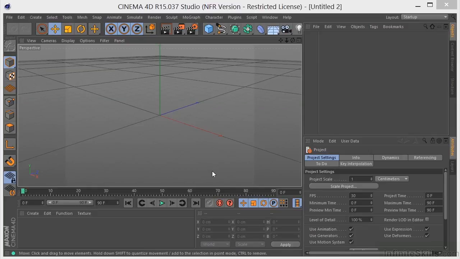Okay, so now we're going to talk about coordinate systems here in Cinema 4D. This can be a little bit dry, but this is something that you really need to understand. It's very important when you're working in 3D.